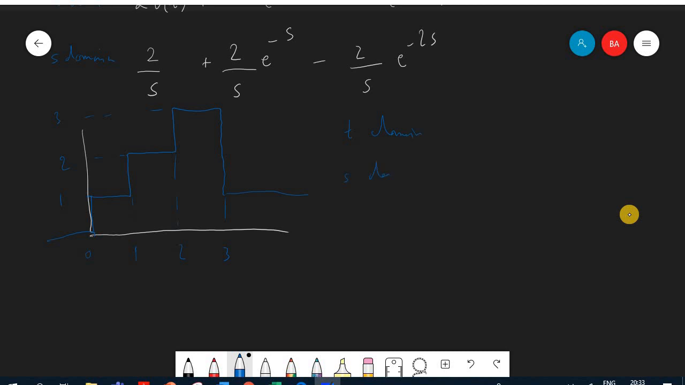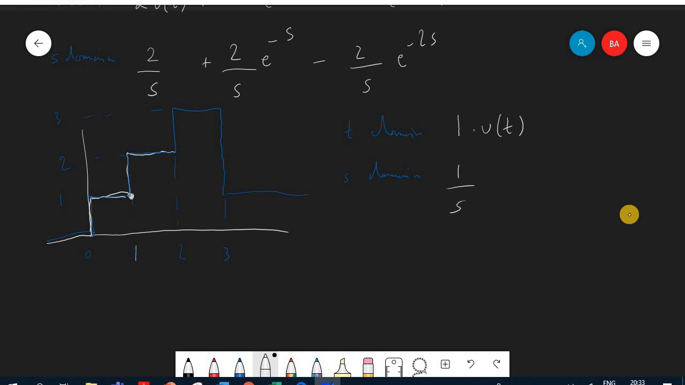Okay, so now if I want to write this in the time domain, and then write this in the S domain, what I'm going to write in the time domain is that there was a step input of 1 that happens at 0 time. So the step input of 1 that happens at what? e to the power minus 0s. And e to the power minus 0s is simply 1, so we don't need to write that. And then there was another step input of 1 that happened where? That happened at 1 second.